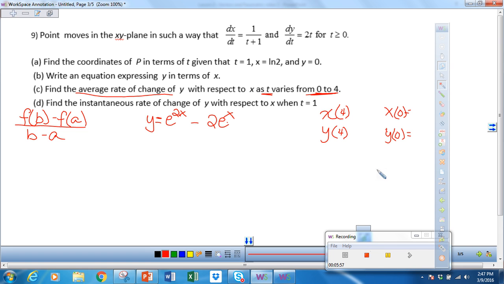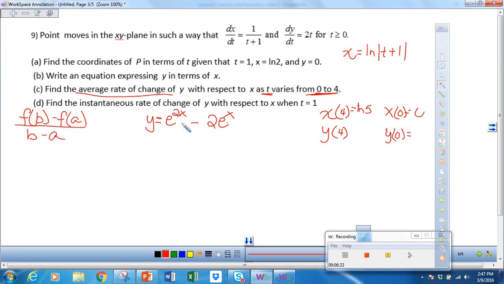So to find x of 4, I'm going to have to go back to our original equation, and we know that x is equal to, we said in part A, that x is equal to the natural log of, was it t plus 1? So x of 4 then is going to be the natural log of 5. X of 0 is going to be the natural log of 1, which is 0.